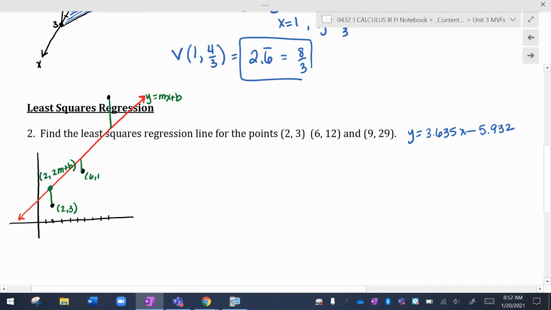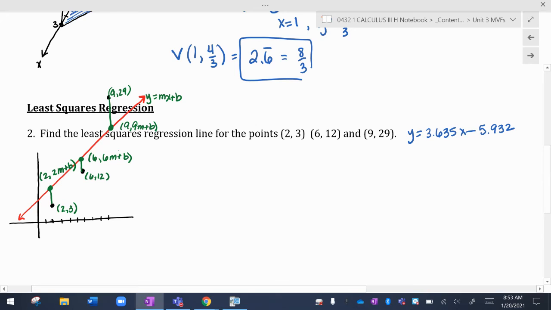If this is the point 6, 12, that point is the point 6, 12m plus b. Nope, not 12m plus b, 6m plus b. There we go. Looking at the wrong number there. And then right here, this is the point 9, 29. So this is 9m plus b.